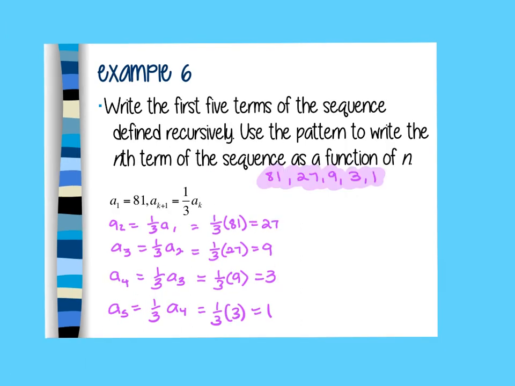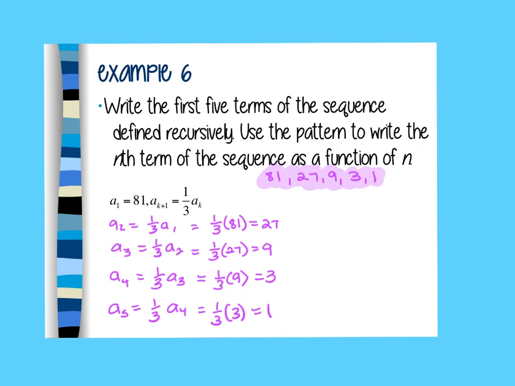All right, so the first part was to find the first five terms. First term's 81, then we do a third of 81, I get 27. A third of 27, I get 9. A third of 9, I get 3. And a third of 3, and I get 1. Questions on that part?